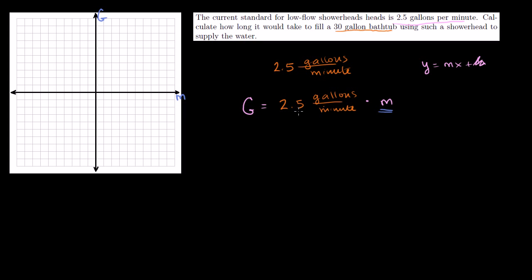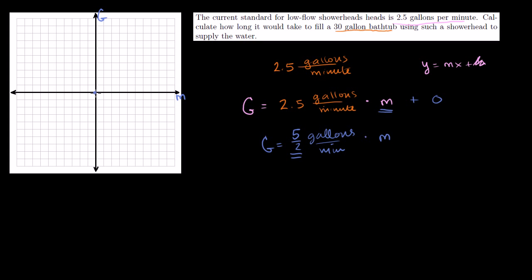We have a slope of 2.5. We could also write this as gallons is equal to 2.5, which is the same thing as 5 over 2 gallons per minute times the minutes. So now we know our slope is 5 over 2. I could have used 2.5 as well, but I like 5 over 2. Our y-intercept we already know is 0. There's no y-intercept here. You could view this as plus 0.